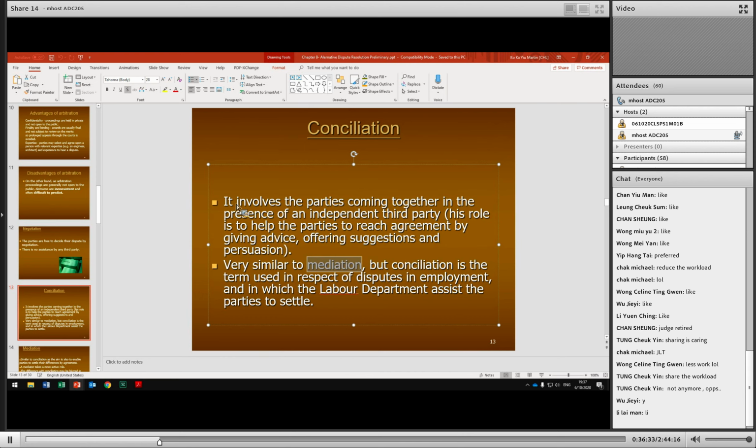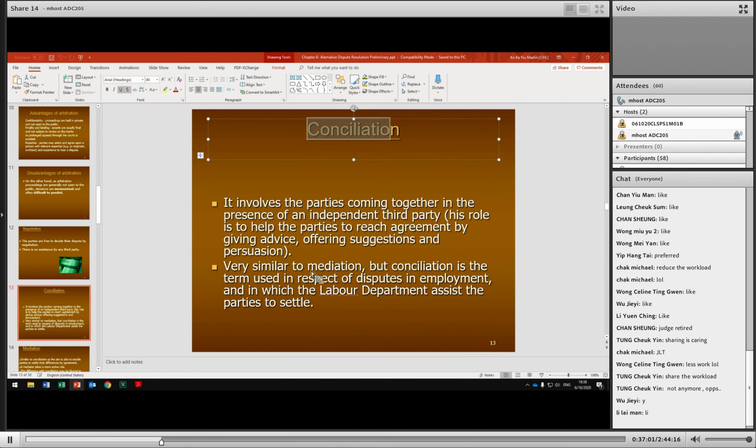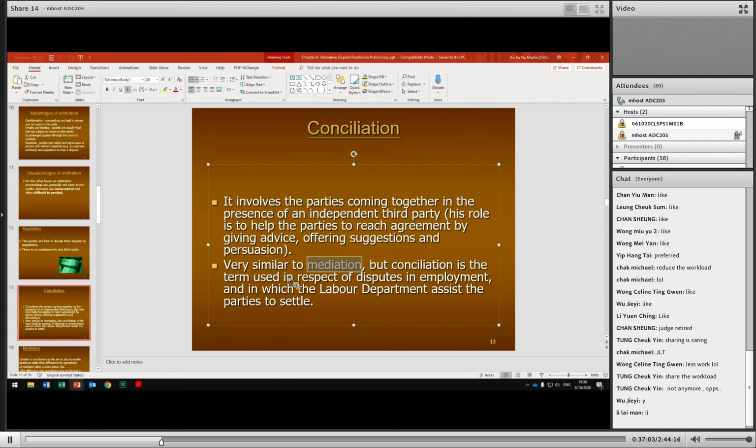Okay. So it involves the parties coming together in the presence of an independent third party. So the similarity with arbitration is that there's an independent third party. For arbitration it is the arbitrator. For mediation it is the mediator. For conciliation it is the conciliator. His role is to help the parties to reach agreement by giving advice, offering suggestions, and persuasion. Please note that for conciliation and also mediation, the mediator or the conciliator will not make any binding decision.